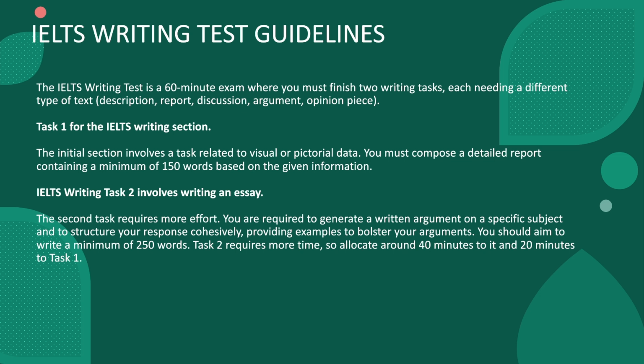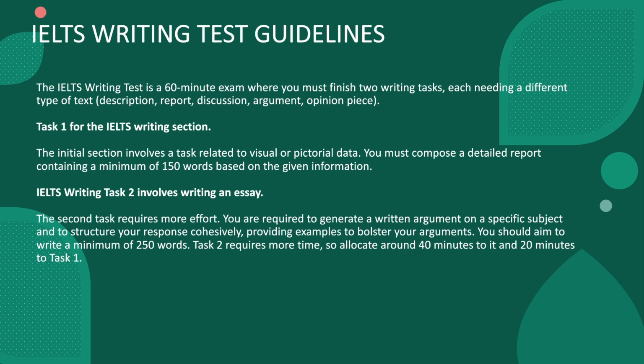The IELTS writing test is a 60-minute exam where you must finish 2 writing tasks, each needing a different type of text: description, report, discussion, argument, opinion piece. Task 1 for the IELTS writing section. The initial section involves a task related to visual or pictorial data. You must compose a detailed report containing a minimum of 150 words based on the given information.